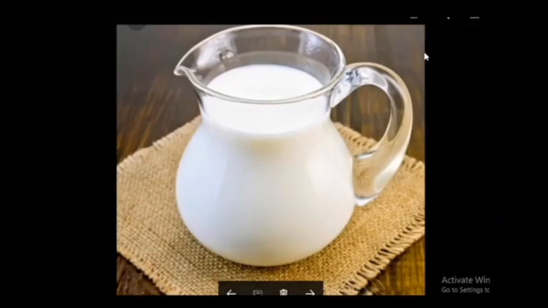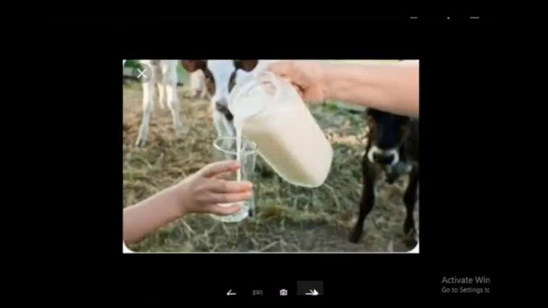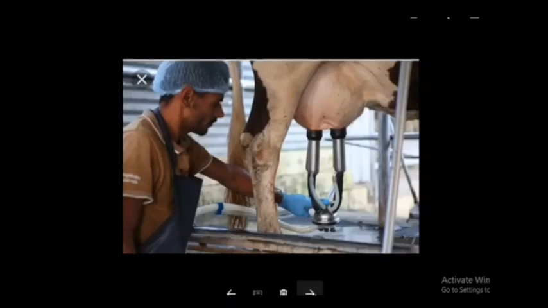So this is what the milk looks like. This is milk in a jar. You can see how white the appearance is. This is the milk also poured from the jar into the cup. So you can see it.